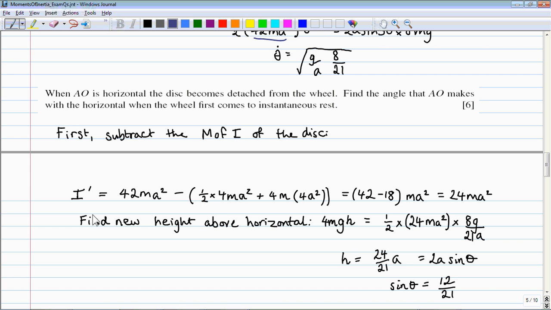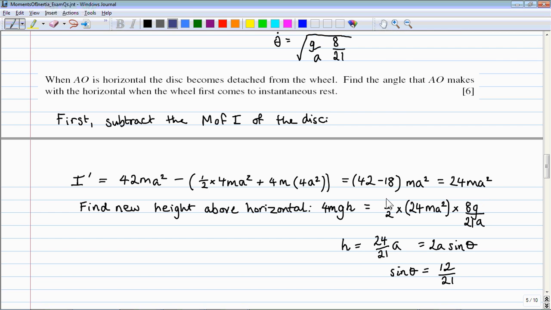So to do that, we have to subtract not just half times the mass of the disk times a squared, but we mustn't forget to add the parallel axis theorem part, which is plus the mass of the disk times the distance of the disk from a squared, which is 2a all squared, which is 4a squared. So I've got here 2 plus 16, or 18ma squared. That is the moment of inertia of the disk about the axis through a. Subtract that from the 42 that we previously had, and we get 24ma squared.